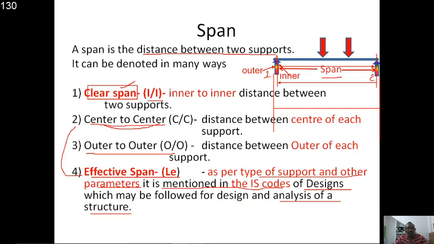But in engineering, what we generally use for the design is the effective span. Sometimes we will take the center to center span as the effective span, and it might vary according to the type of the support, the type of the loadings, and the width and depth. Those all depend upon how we have to take the effective span. Those details have been covered in your IS code. So we need to refer to the Indian Standard codes for the effective span of the corresponding design structures.